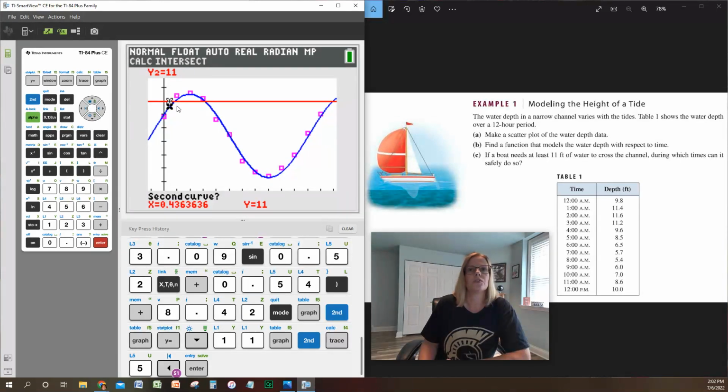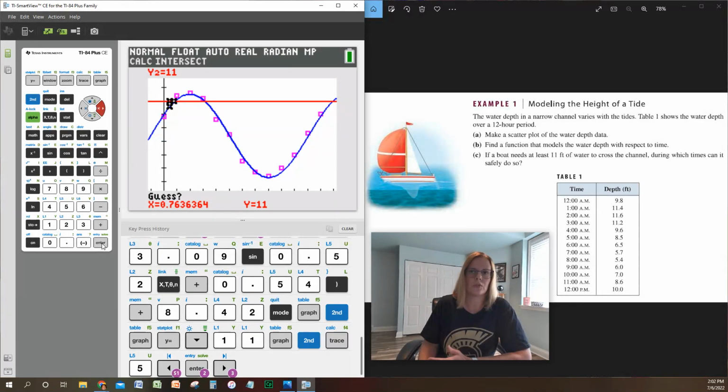Now when you hit enter, the cursor automatically jumps to the red equation. So hit enter, and then it says guess. So when it says guess, you can just hit enter again, or sometimes you can arrow the cursor so it's close to where you think that intersection is. It doesn't really matter if you arrow it over or not.